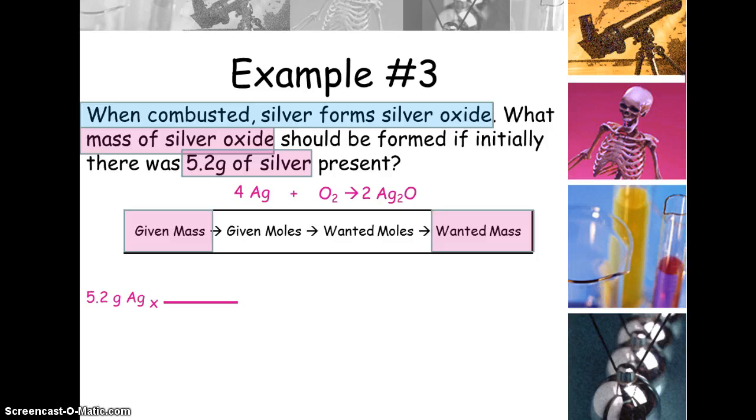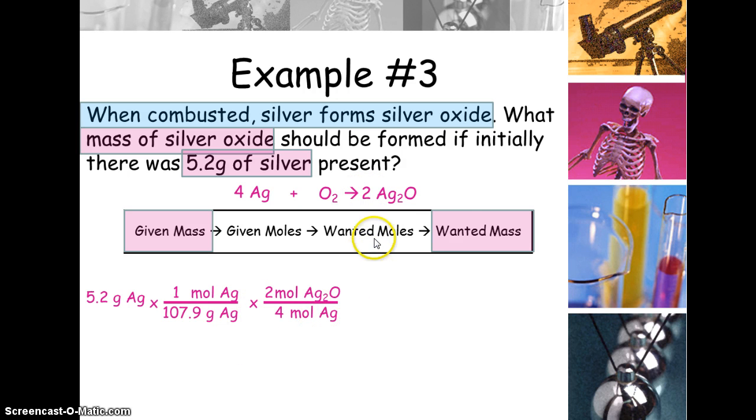So we start off with 5.2 grams of silver. We want to convert from mass to moles. So, for every 1 mole of silver, that's going to weigh 107.9 grams. So that's going from mass to moles. Notice grams of silver on top, grams of silver on the bottom. Now to go from given moles to wanted moles, we want to set up as moles of silver to moles of silver oxide. Silver on top, silver on the bottom. So for every 2 moles of silver oxide, we're going to need 4 moles of silver.